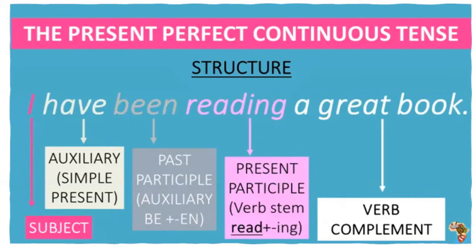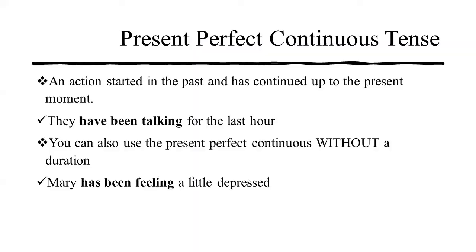Yes. Present perfect continuous tense talks about an action that started in the past and has continued up to the present moment. For example, somebody has started something in the past and has finished just some moments ago. Look at the example. They have been talking for the last hour. This example shows that the starting took place an hour ago. It started in the past and it continued up to the present moment.